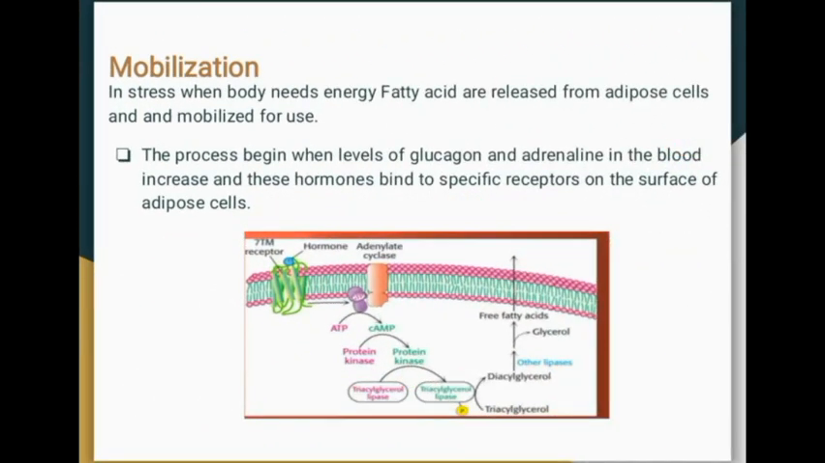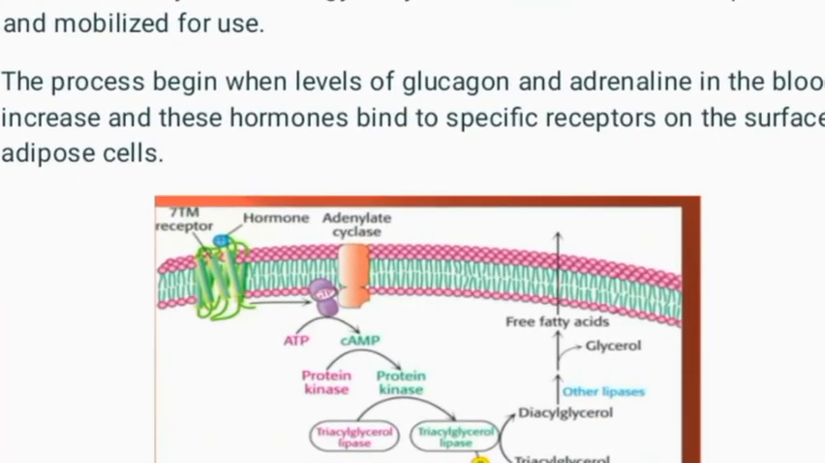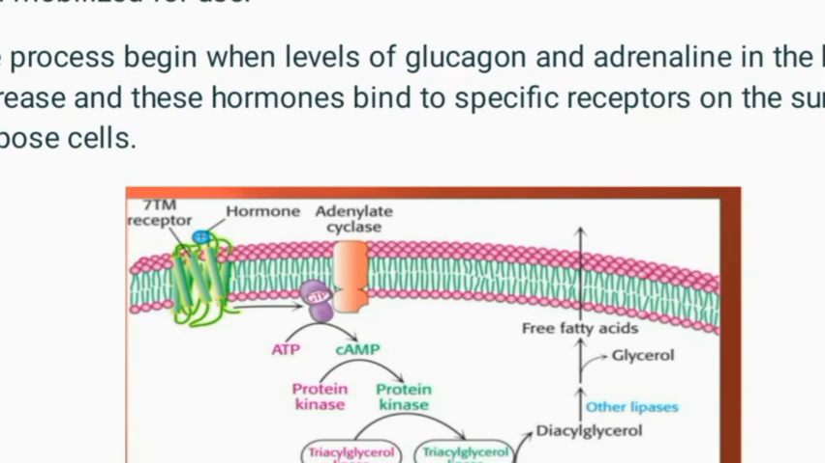Mobilization and stress. When the body needs energy, fatty acids are released from adipose cells and mobilized for use. The process begins when the level of glucagon and adrenaline in the blood increases and these hormones bind to specific receptors on the surface. Here you can see this hormone is binding with a specific receptor on the surface of the adipose cells.